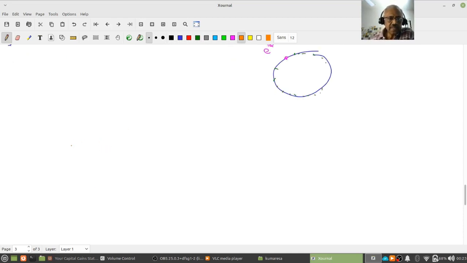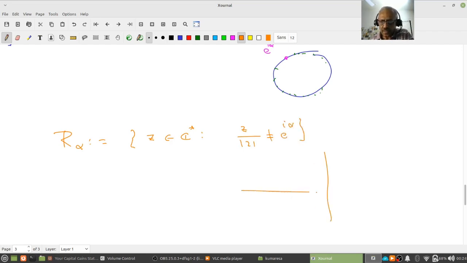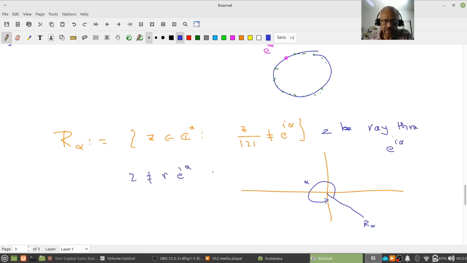Now let's define R alpha to be the set of complex numbers z in C star, non-zero, such that z by mod z is not equal to e power i alpha. That means you fix an alpha. This may be my alpha, and this is my R alpha. This is the angle alpha. Maybe I should have used a different notation. This is a ray, a half ray, through e power i alpha. That's simply saying z is not of the form some r times e power i alpha where r is positive. Remember, z is non-zero, therefore r cannot be 0 anyway.